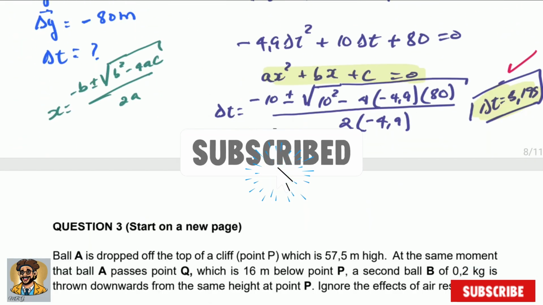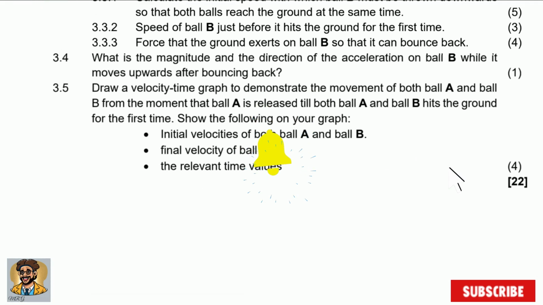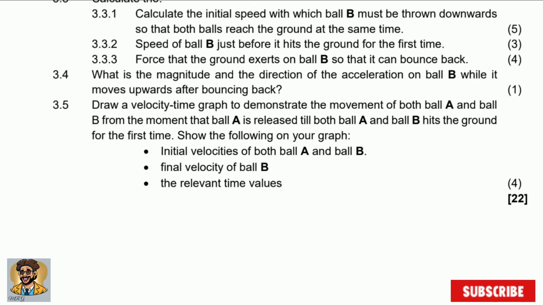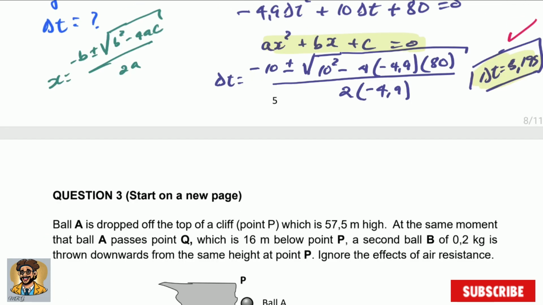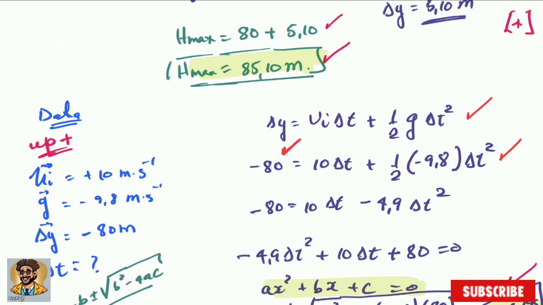Next time we're going to try to solve question 3 and then later on question 4. This is a test developed for the learners to practice projectile motion.